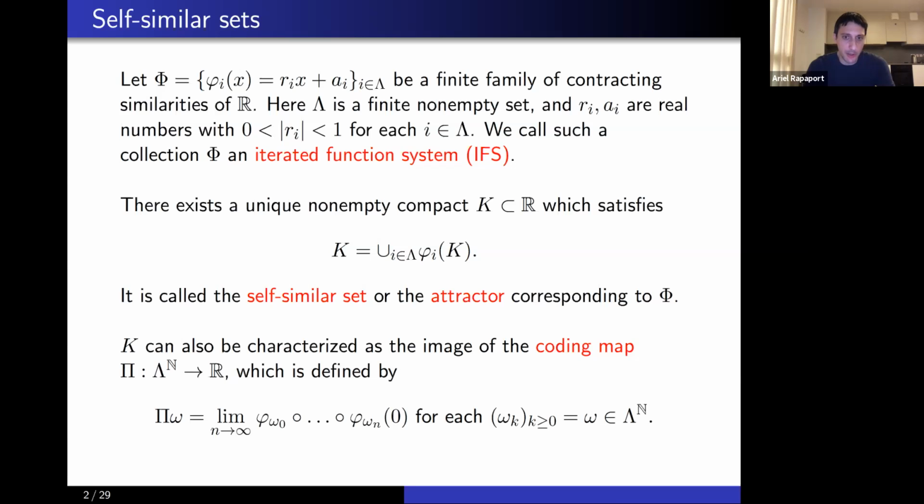Alternatively, K can also be characterized as the image of the coding map pi, which is a map from the symbolic space lambda to the power N into the real line. The symbolic space is the one-sided infinite sequences over the alphabet lambda. This map pi takes such a sequence to this limit. When I do this with the mouse, you see, right? Yeah, okay. This limit exists because the maps are strict contractions, and it's not very important. You don't need to remember this formula. I won't use the coding map much in the talk.